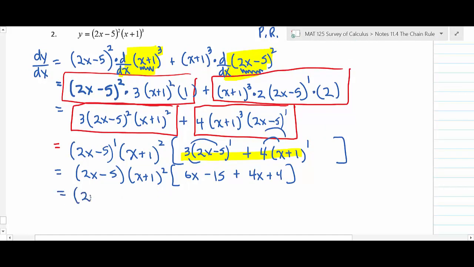So we have 2x minus 5. That's a factor, x plus 1 squared. And then here we would have 6 and 4 would be 10x, and negative 15 plus 4 would be minus 11. That's your answer. That's your goal, is to make it all the way there.